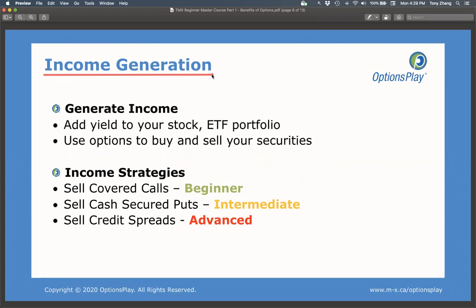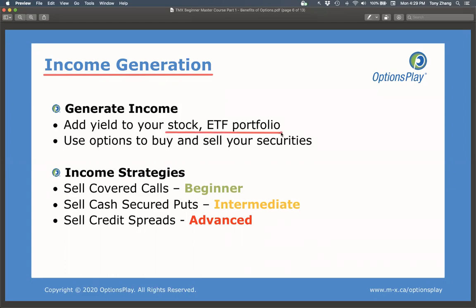Many times you might have a view that a stock isn't going to move very much, and that's not very suitable for a trade that applies leverage. So that's why the most popular strategy is income generation. And this is for all of you that answered yes to owning stocks and ETFs. For those of you that own stocks and ETFs, one of the primary use cases for options is to add yield to your stock or ETF portfolio.